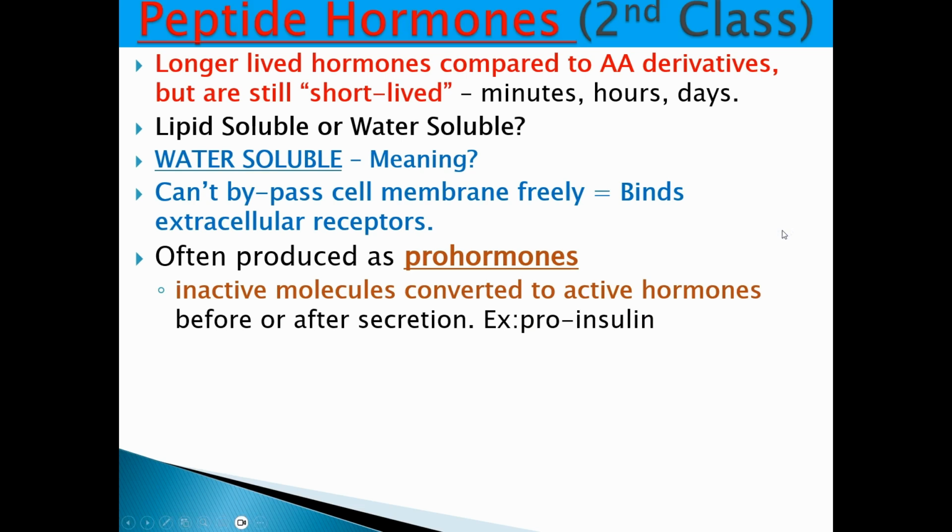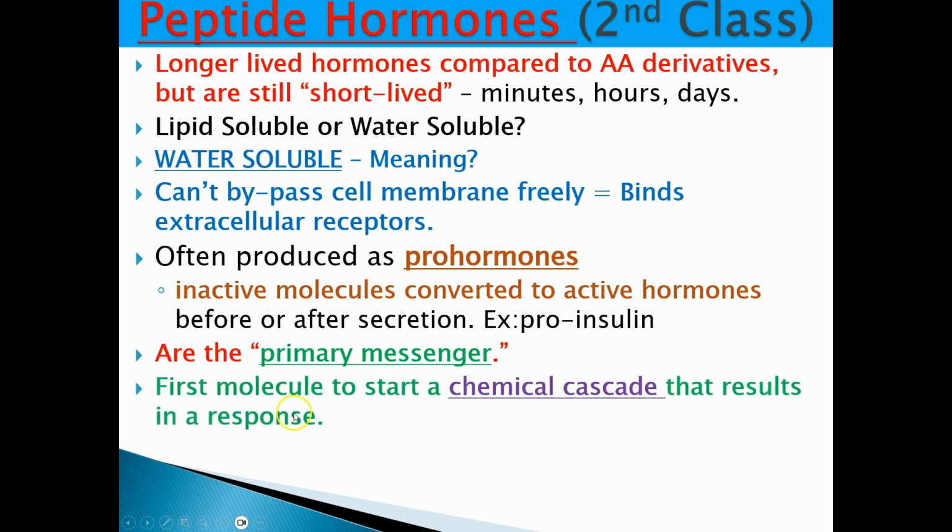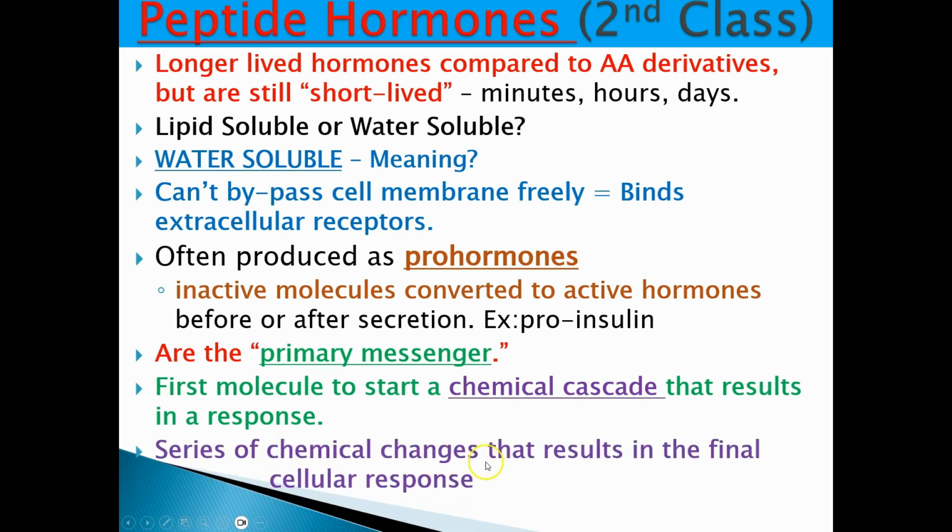Now, with peptide hormones, all peptide hormones are going to be the primary messenger. In fact, any water-soluble hormone is the primary messenger, and what that means is it's the first molecule that's going to start a chemical cascade that's going to result in a response. Now, if you're starting to get a little confused here, that's okay. It is a tough introduction here. We're sort of getting into some of the tougher parts that I'm going to build off of later. It's got a lot of key terms that you're going to have to work through, but a primary messenger starts off something called a chemical cascade, and what that is, it's a series of chemical changes that's going to eventually result in a cellular response.